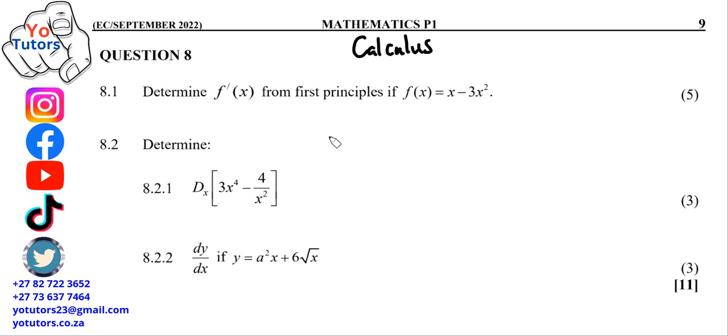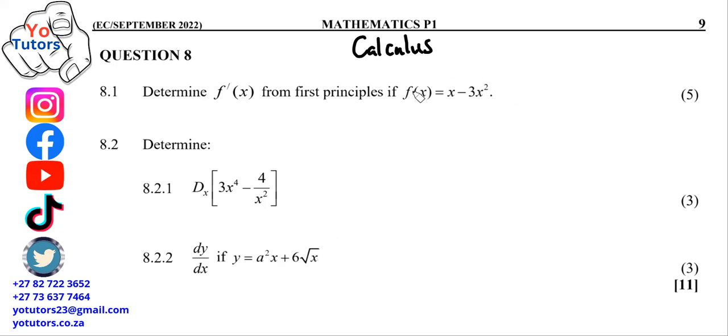Okay. Now, so today we're going to look into calculus, and the first question we have here is to determine f prime of x, which is the derivative of this, using first principle. And the second one, we're also looking for the derivative of 3x squared minus 4 over x squared. And here we have dy/dx if y is equal to a squared x plus 6 root x.